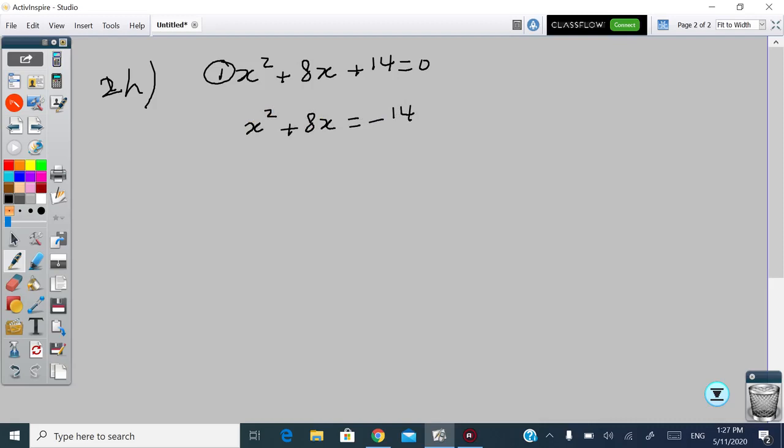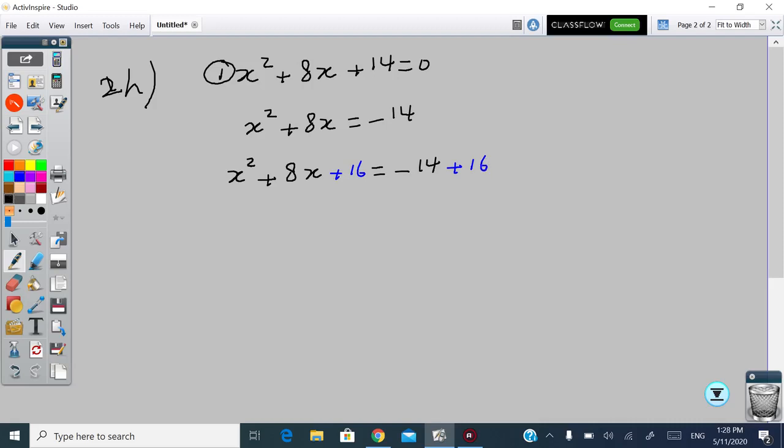Next is the step to complete the square. We ask ourselves, what is the constant that will make x squared plus 8x a perfect square? Half of the 8, half of the coefficient of x, is 4. Square it, that's 16. So you add 16 to the left-hand side. Therefore, you must add 16 to the right-hand side to maintain equality.